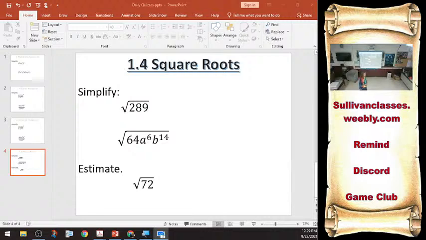Use your perfect square list. Go find a problem that looks just like this. Okay, examples 1, 2, and 3. Go find one that looks just like it.